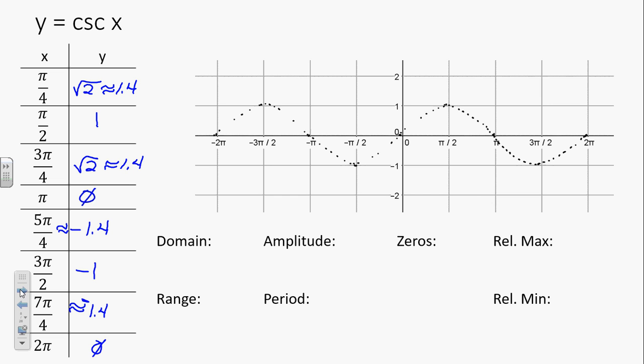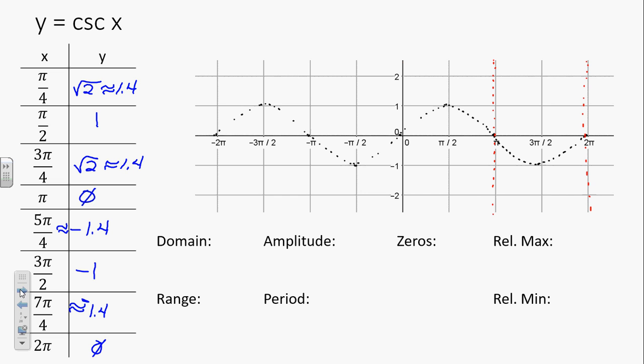Okay, so we've got our sine wave as a pattern. And now what we want to do is put in our asymptotes. So where is the cosecant undefined? Pi and 2 pi, okay? So at pi, we're going to draw an asymptote. At 2 pi, we're going to draw an asymptote.